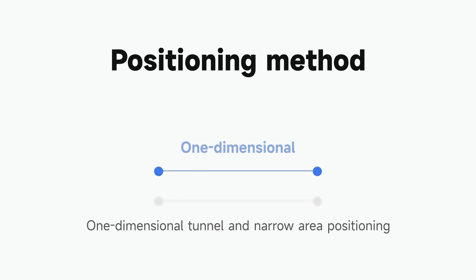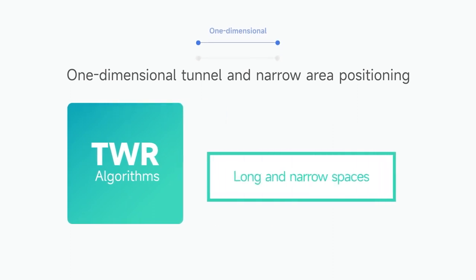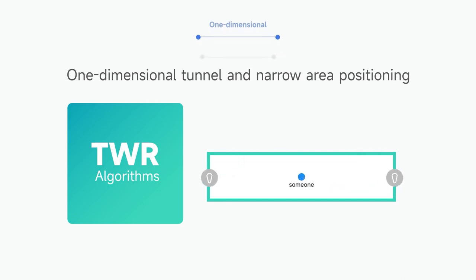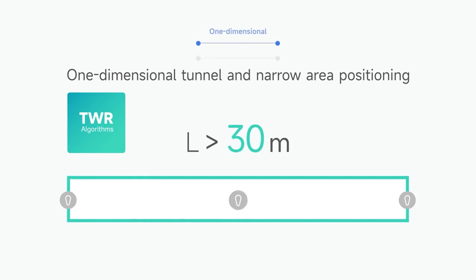1-dimensional tunnel and narrow area positioning. The 1D method only supports the TWR algorithm, which is suitable for positioning requirements of long and narrow spaces, such as corridors. The minimum number of anchors is 2. 2 anchors need to be deployed at both side ends of the long and narrow space. If the distance between the 2 anchors exceeds 30 meters, anchors need to be added according to the actual situation.